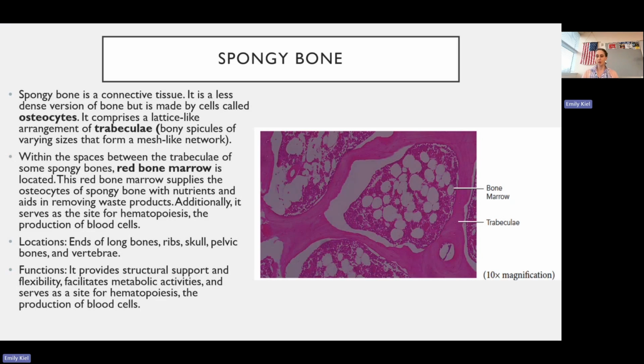We see this at the end of long bones, in the ribs, the skull, the pelvic bones, and the vertebrae. And it's to provide structural support and flexibility. It's got metabolic activities, and it's that site for hematopoiesis and the production of bone cells. So looking at this, you can see here the trabeculae, kind of the little spicules or the mesh-like network. And then you can see the bone marrow inside.